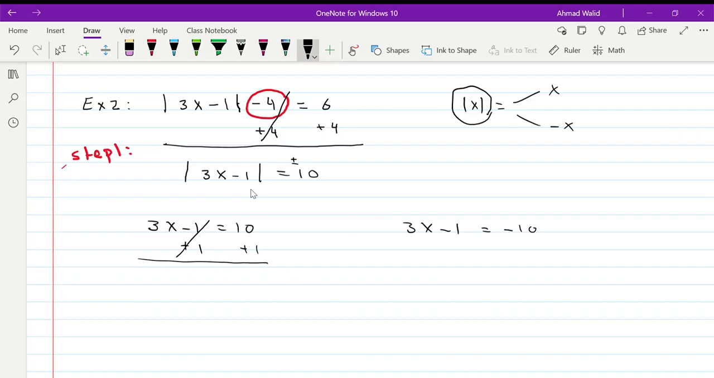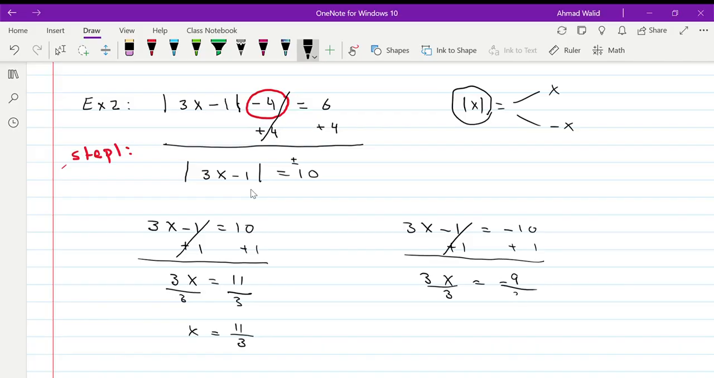These two cancel out. Then 3x equals 11. Divide both sides by 3. X is equal to 11 over 3. Here, add 1 to both sides. These two cancel out. 3x is equal to negative 9. Divide both sides by 3. X is equal to negative 3.